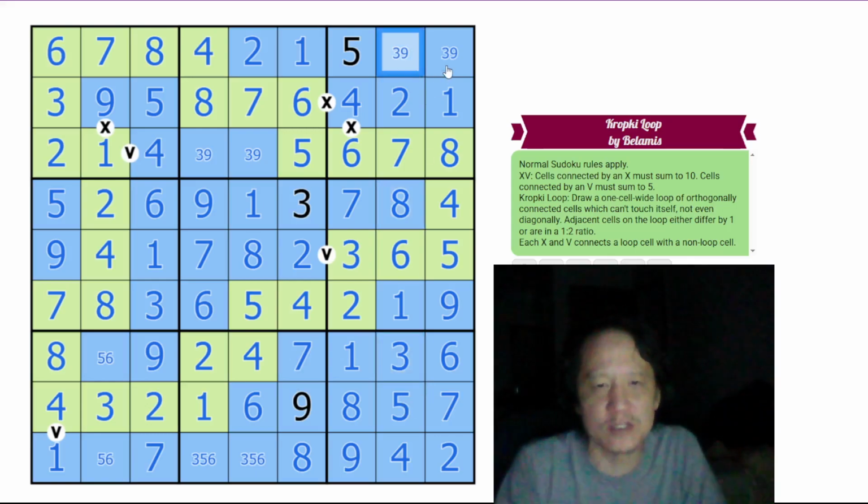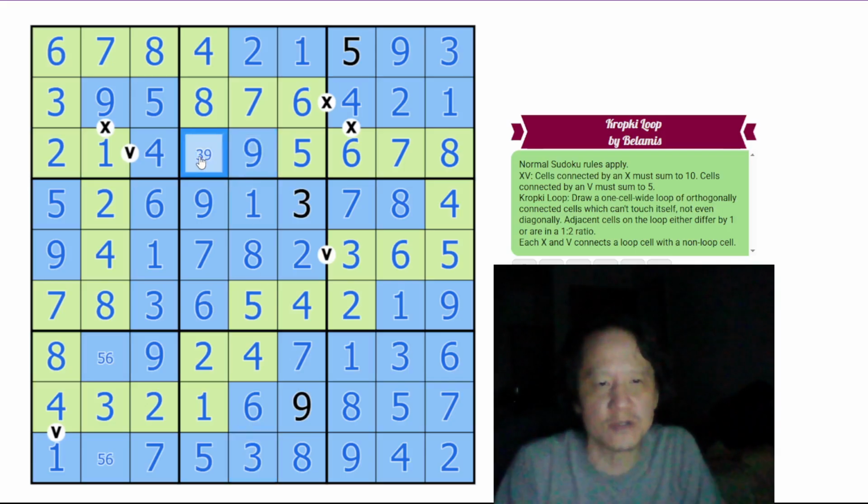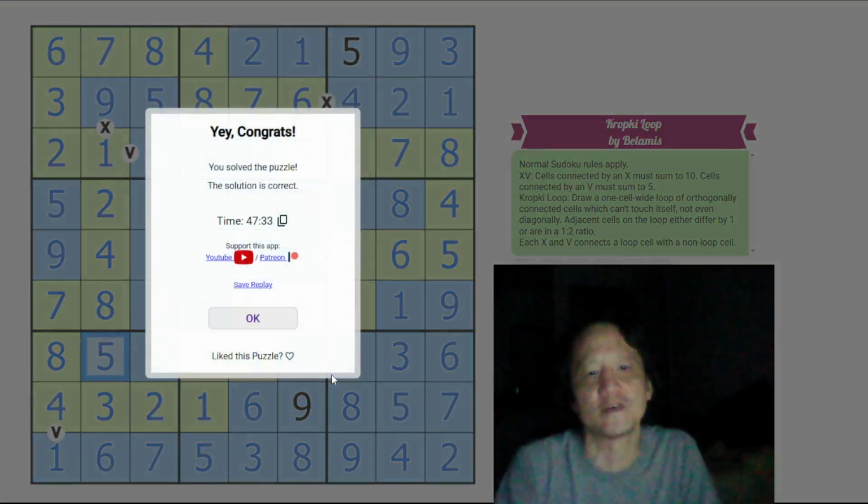This 3 eliminates 3 here, so it's 9 and 3. That's 3 in the corner. We celebrate because we know we're getting close to solving it. This can't be 5 or 6, so that's 3. This can't be 3 or 6, so it's 5. 3 eliminates 3 here, so it's 9 and 3. This 5 eliminates 5 here, so it's 6, and that's 5.